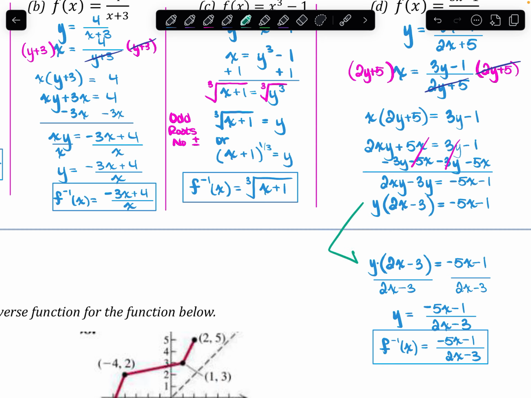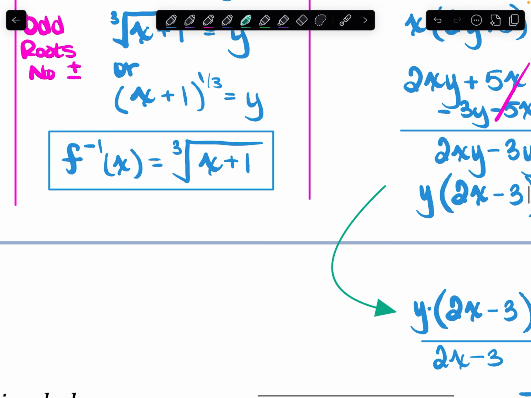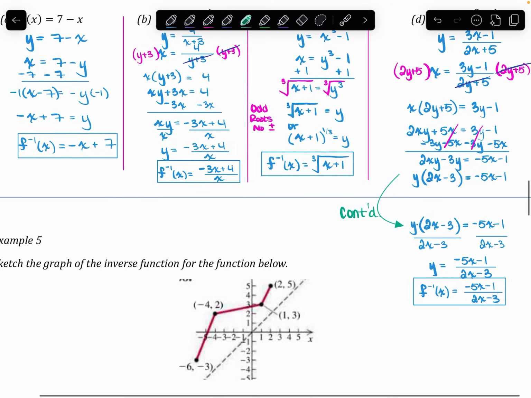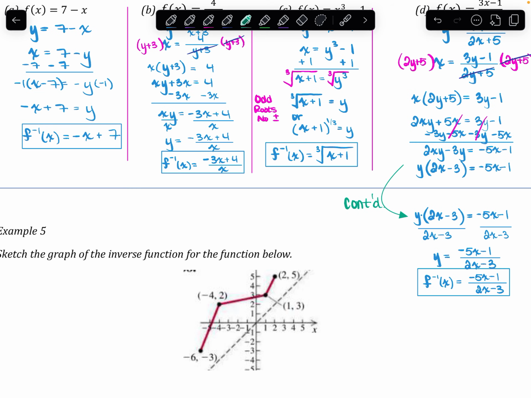I'm going to put an arrow here. Maybe. I want a pretty arrow. Just say continued. Didn't have enough room.